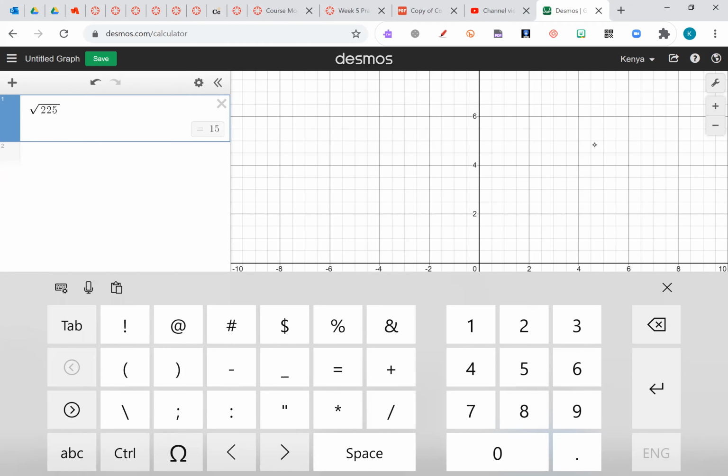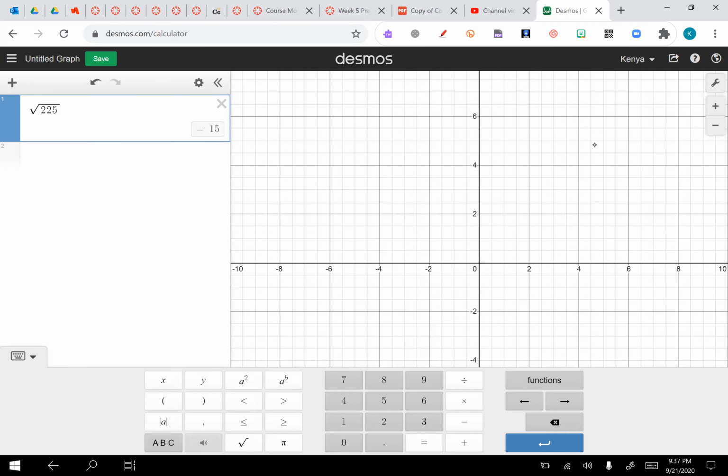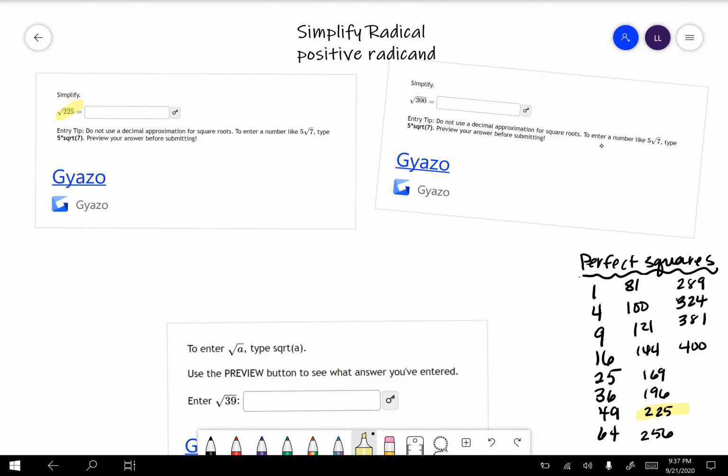All right. And the way I got the square root is by clicking on the keyboard, and then the square root is at the bottom next to pi. And that gives me 15. So now I can go back to my problem and type 15 for our answer with the right pen. So there it goes. The answer is 15.